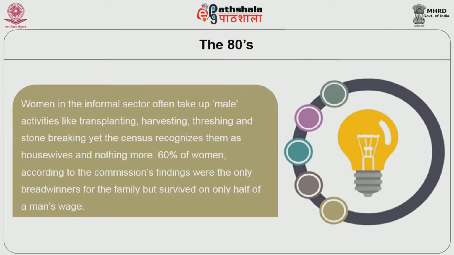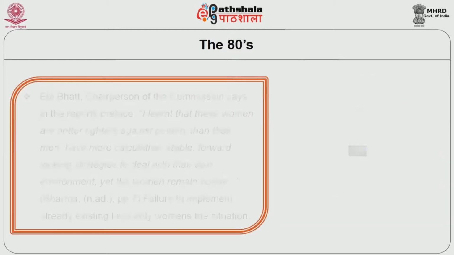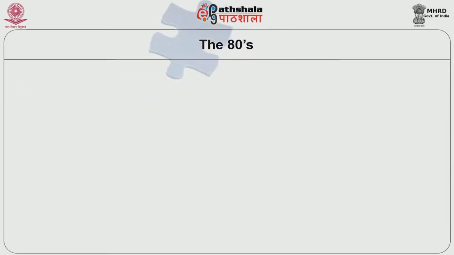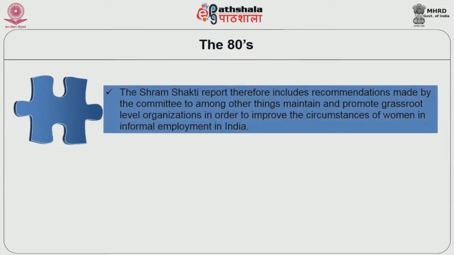60% of women, according to the Commission's finding, were the sole breadwinners for the family but survived only on half a man's wage. Ila Bhatt, chairperson of the report, says in the preface, "I learned that these women are better fighters against poverty than their men, have more calculative, stable, forward-looking strategies to deal with their own environment, yet the women remain poorer." Failure to implement the already existing laws only worsens the situation. The Shram Shakti report therefore includes recommendations made by the committee to, among other things, maintain and promote grassroots level organizations in order to improve the circumstances of women in informal employment in India.